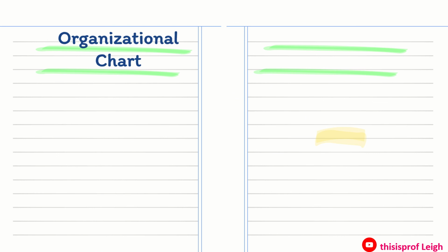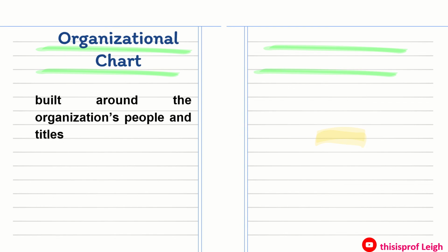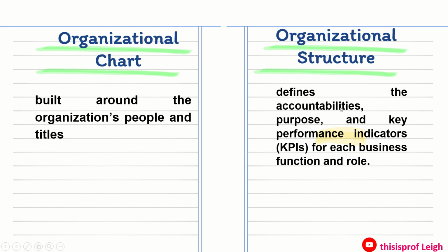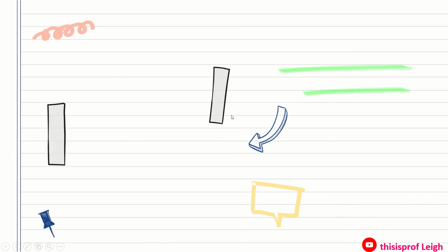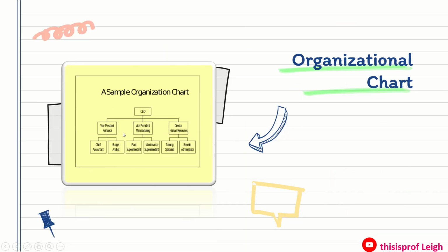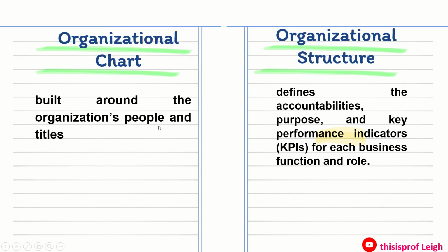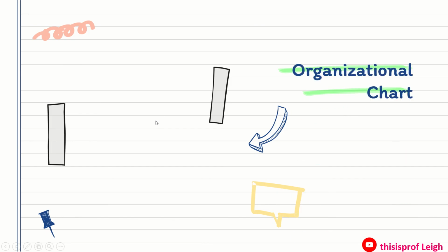We need to know the organizational chart for us to know the responsibilities happening inside the organization. When we talk of the organizational chart, this is built around the organization's people and titles. While when we talk of the structure, this is actually the accountabilities, the purpose, and the key performance indicators for each business function and role. Now let's see the image. This is the sample of the organizational chart. Again, the organizational chart is built around the organization's people and titles.